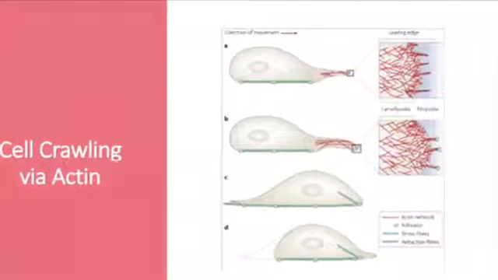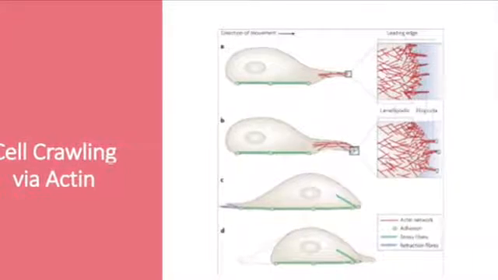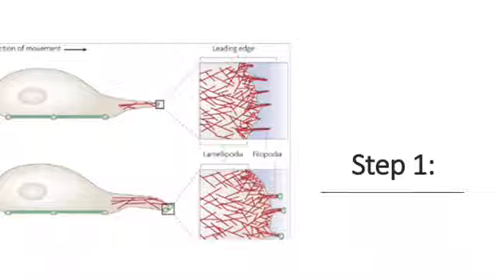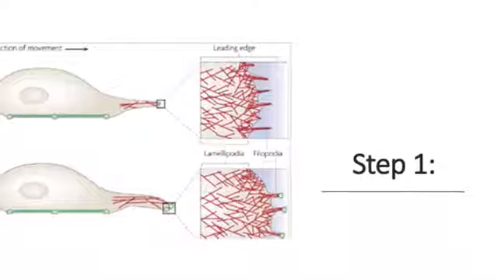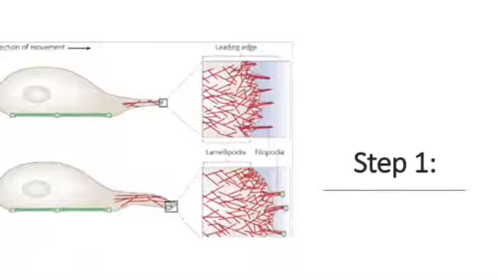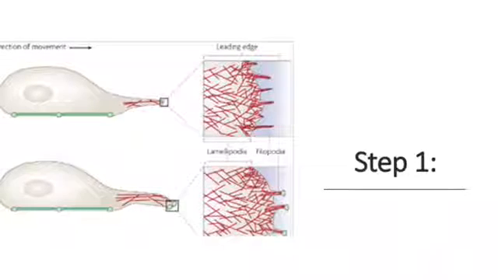The next topic we will be discussing is cell crawling via actin. The first step is the cell pushes out protrusions at its leading edge. This step is driven by polymerization of new actin. There are two protrusions in this step, lamellipodia and filopodia.